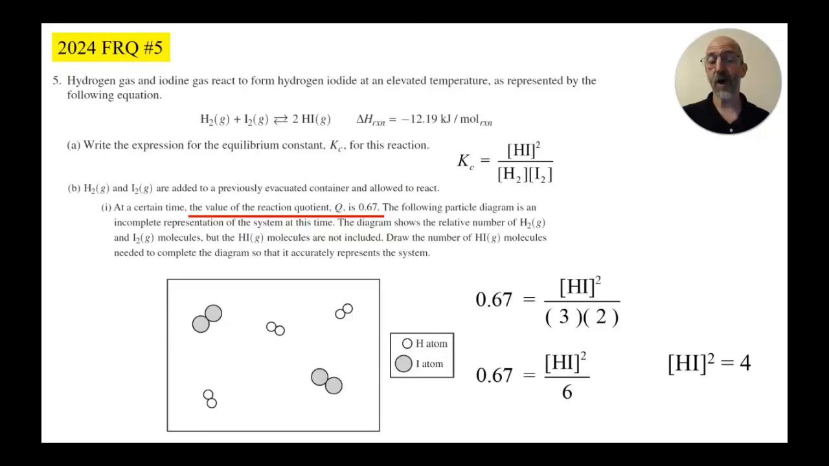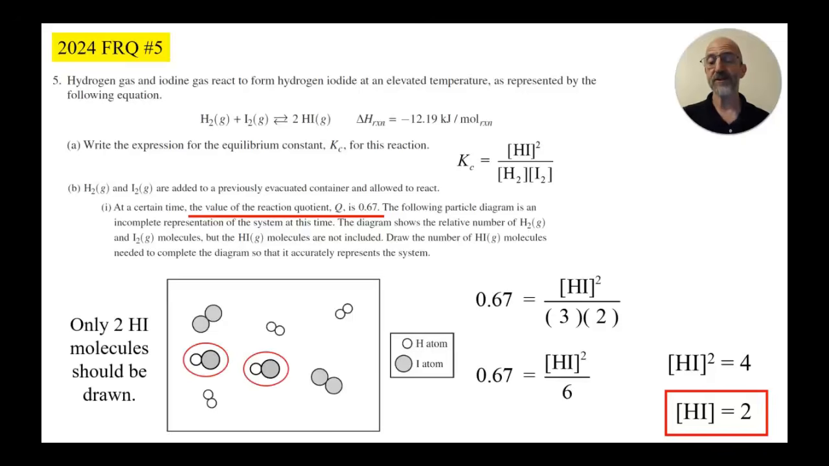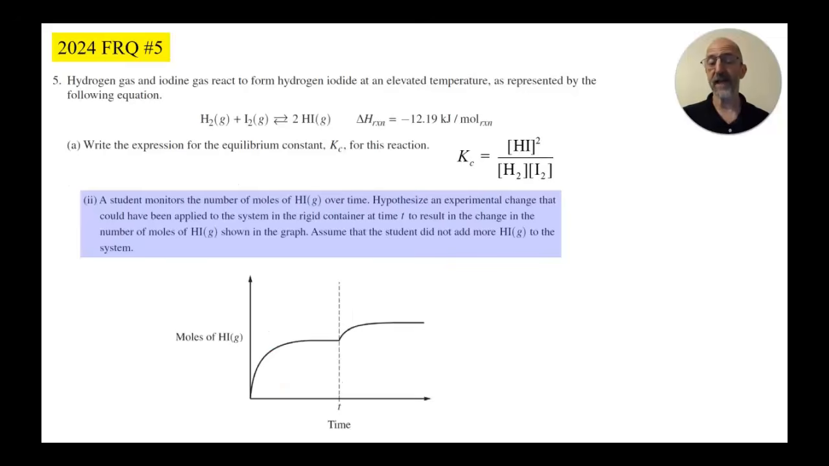Now, it doesn't mean I'm drawing 4 HI molecules because it's squared. It's concentration of HI squared is equal to 4. So the square root of 4 is 2. And the correct answer to this part is that how many molecules of HI should be drawn? Only 2 molecules of HI should be drawn to complete the mathematical representation of the reaction quotient Q, which is equal to 0.67.